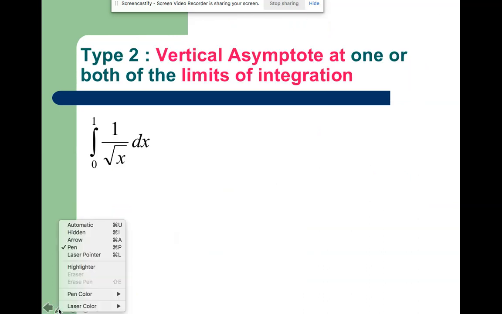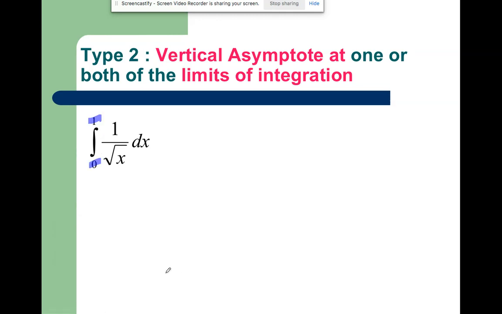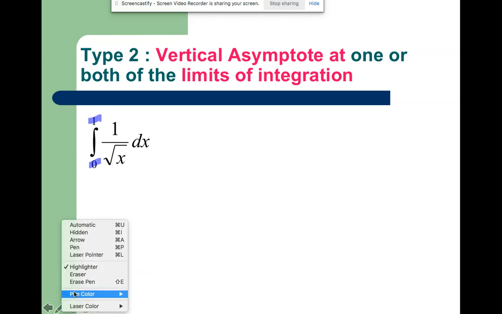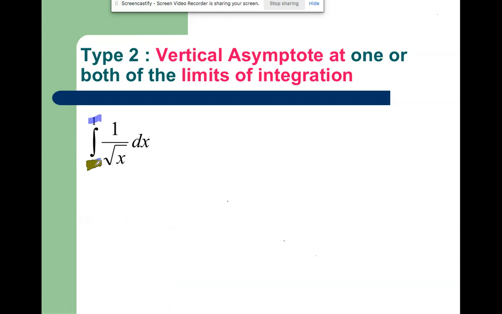All right, type 2. You say to yourself, self, this does not look improper. You took algebra and you paid attention, and you know the domain of this integral. Here is my improperness. This is improper because there's a vertical asymptote at a limit of integration.